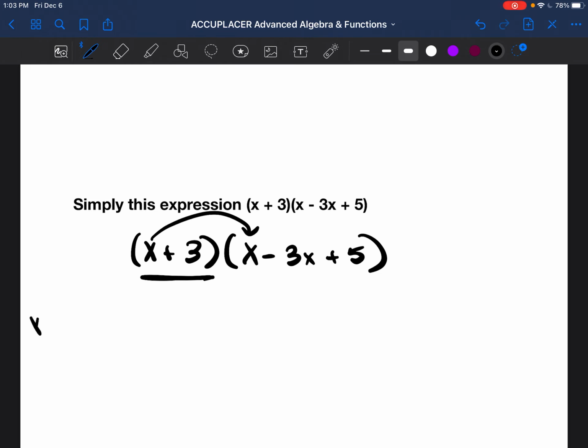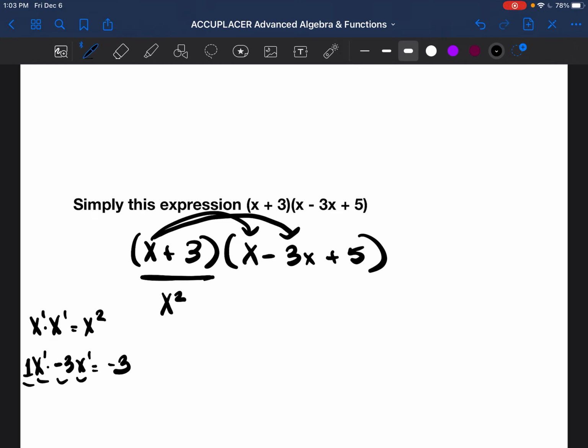x times x. They both have x to the first power. You add the exponents, so it's x squared. Then you're going to do x times negative 3x. There's an invisible 1 there. 1 times negative 3 is negative 3. x times x, because there are invisible 1s, you add the exponents, and you'll get x squared.